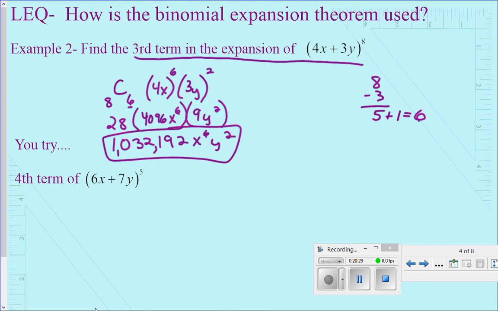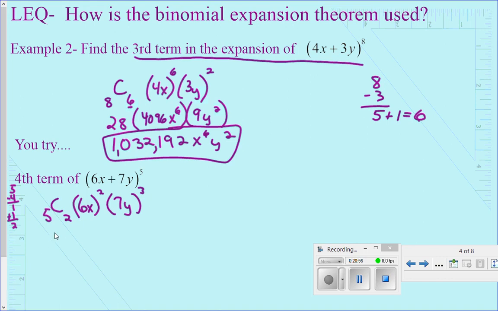Okay, so if I want the fourth term, first of all, I know it's going to be 5C something. I'm going to figure out the something by doing 5 minus 4, which is 1, plus 1, which is 2. So 5C2 is what I want. I'm going to take the quantity 6x and square it. And I'm going to take the 7y, and remember this has to total 5, so 2 is already there, so 3 is what I'm going to do with that.